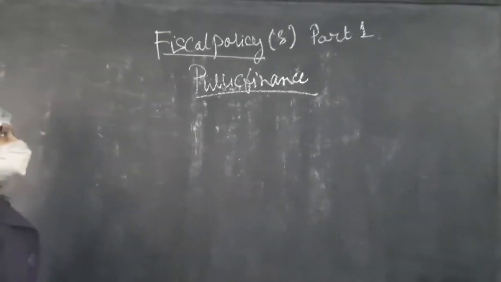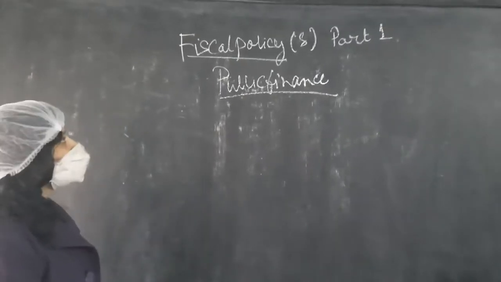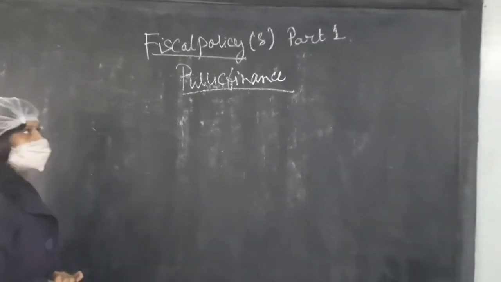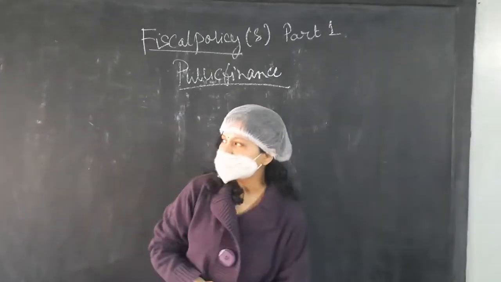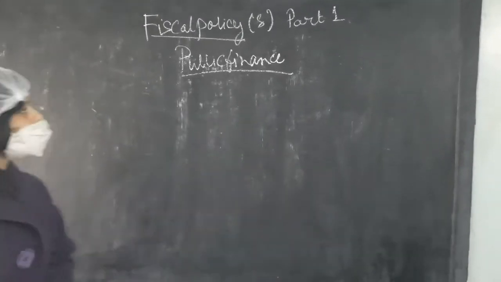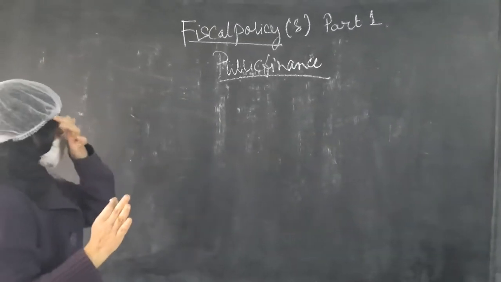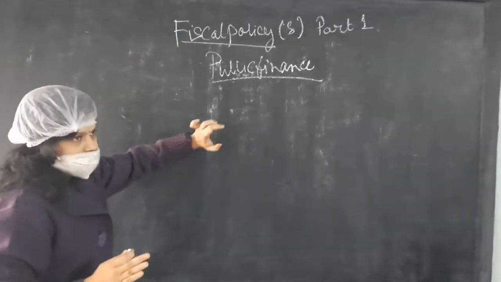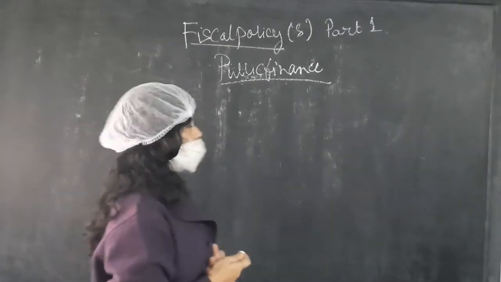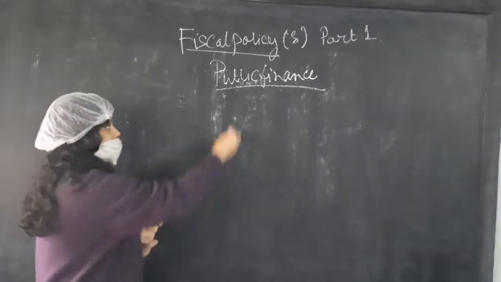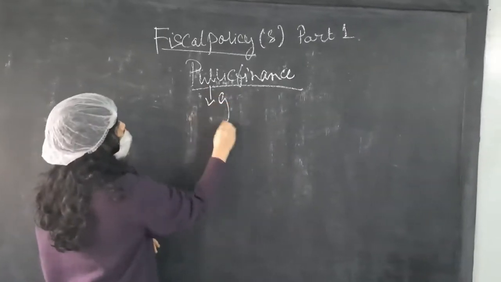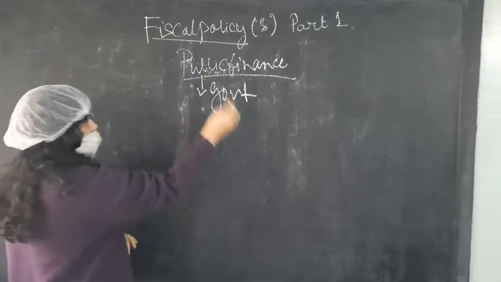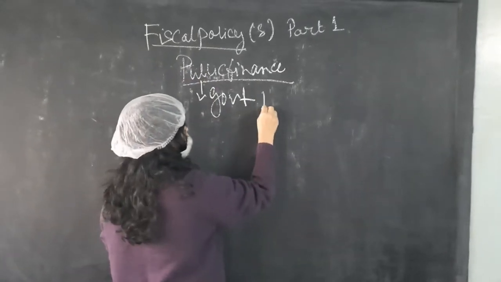Today I am going to start a new chapter named fiscal policy. Under fiscal policy, first I am starting with public finance. Now see, what is fiscal policy I will tell you at the end. But first pay attention to this word public finance. Here the word public stands for government. Actually it is government finance.